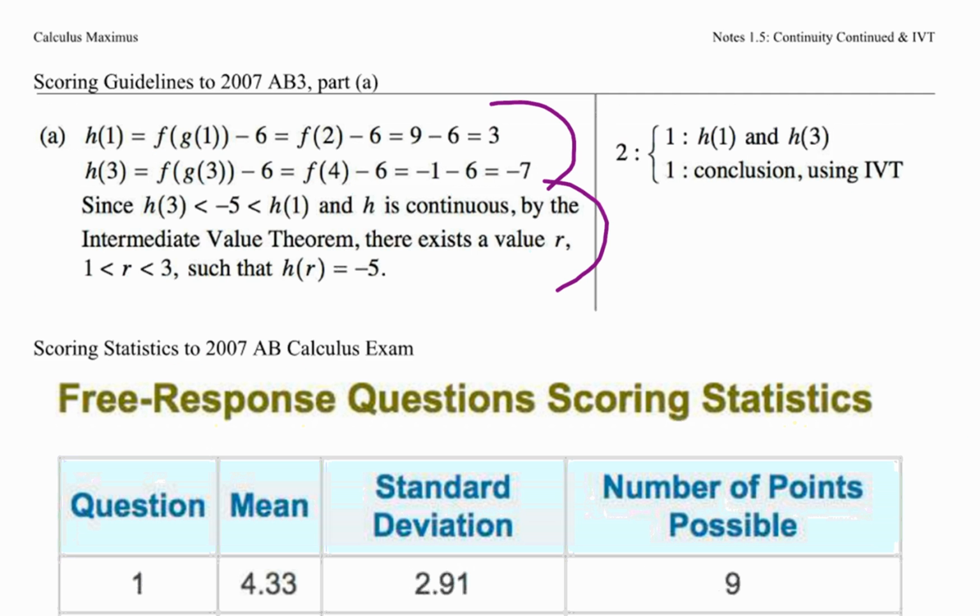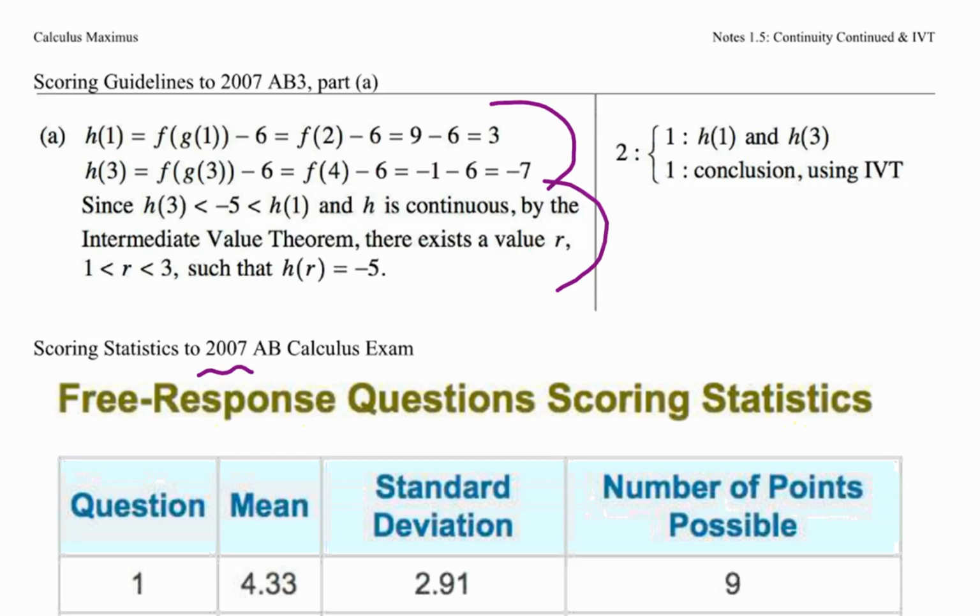Okay, so if we look at what they said, since h of 3 is less than negative 5, and h of 1 is greater than negative 5, and h is continuous, by the intermediate value theorem, there exists some r value between 1 and 3, such that h of r equals negative 5. That's just a different way of wording it, and you'll get a little bit better.